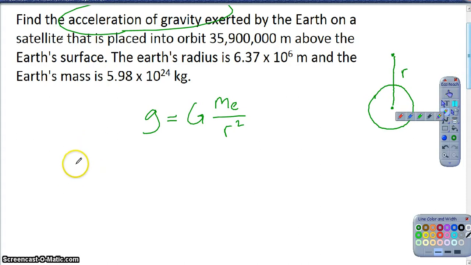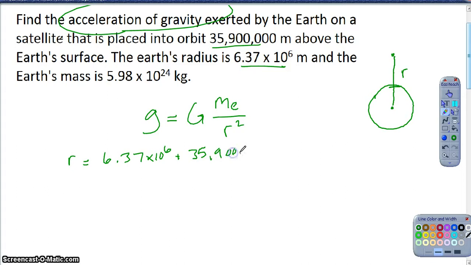So the biggest key here, the biggest concept here is r is going to be the sum of the radius of the earth and the altitude above the earth, right? It's going to be the radius to here and then the height above the earth's surface as well. So 6.37 times 10 to the 6th plus the additional altitude of 35,900,000. Right, so that would represent my total radius.